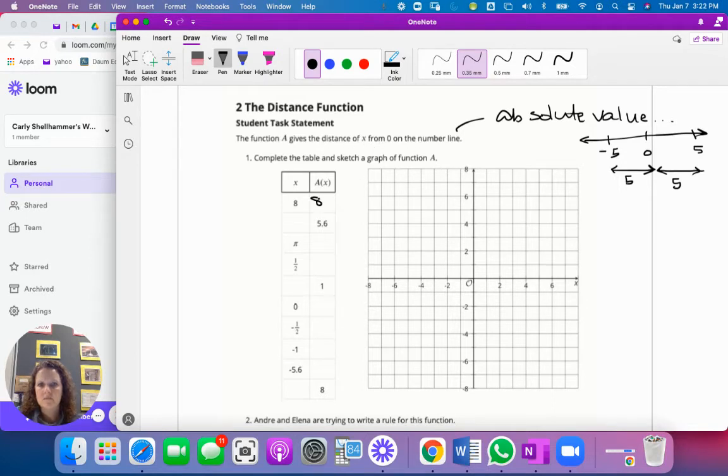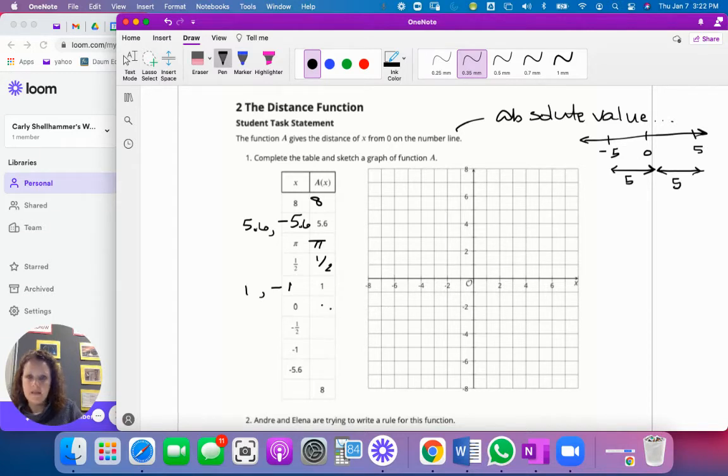So, right, this one, it could be either negative 5.6 or 5.6. Like, I could say this one's negative 5.6. The distance is 5.6. I could also say it's positive 5.6. Pi, my distance is 1/2. This could be 1 or negative 1. I guess I should do that. It could be either. Just like I showed you here, the distance from -5 to 0 is the same as the distance from 5 to 0.